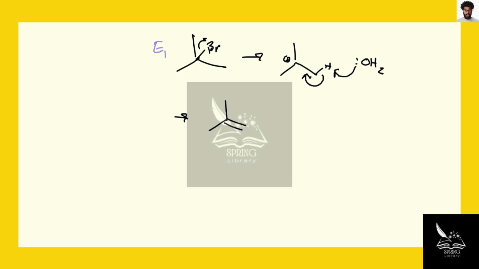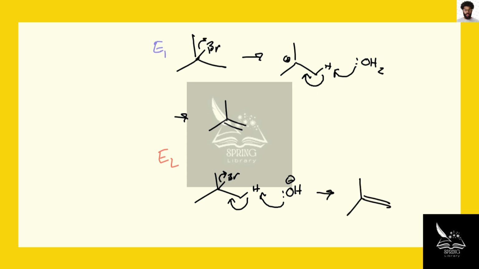And now we'll see E2. So it could be a similar reaction, really could be the same substrate. But in this case, we'll have a strong base, let's say a hydroxide ion. It's going to come and steal this proton. The electrons between the carbon and the proton will form a double bond, and bromine will be kicked off. And we will form an alkene via an E2 reaction.